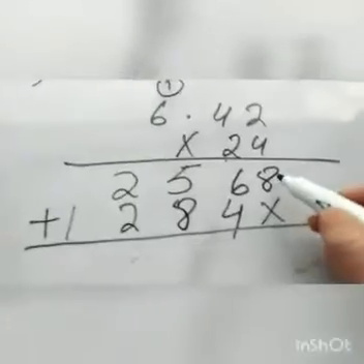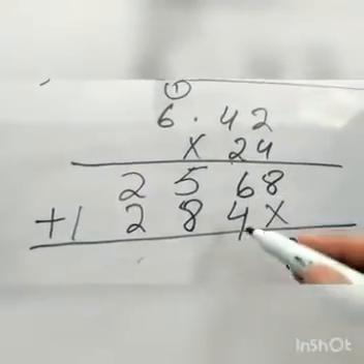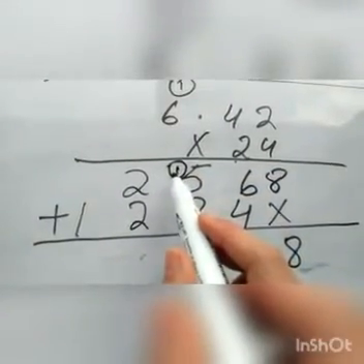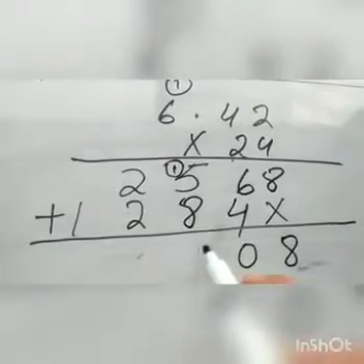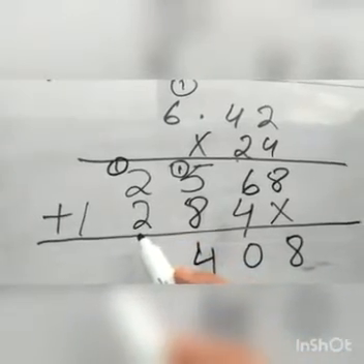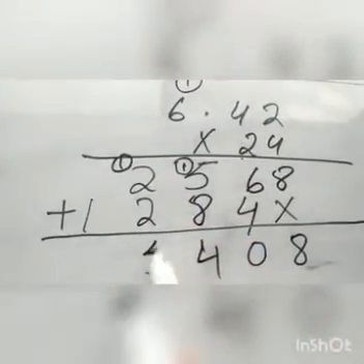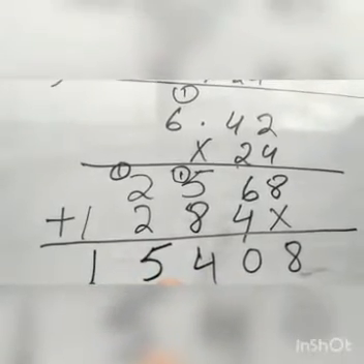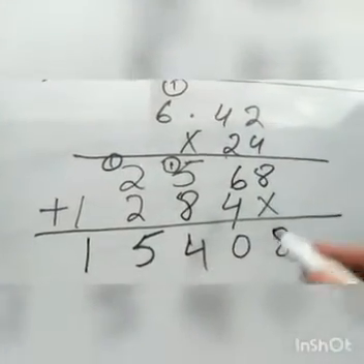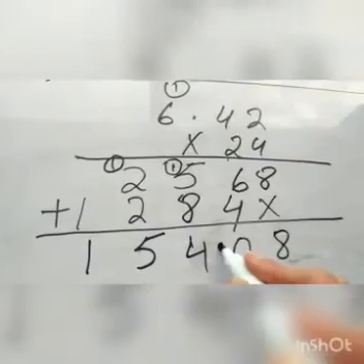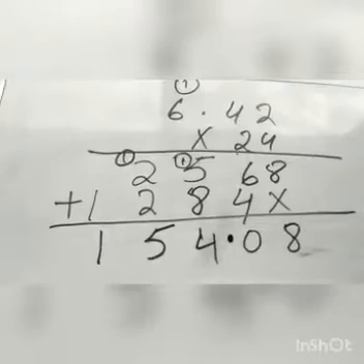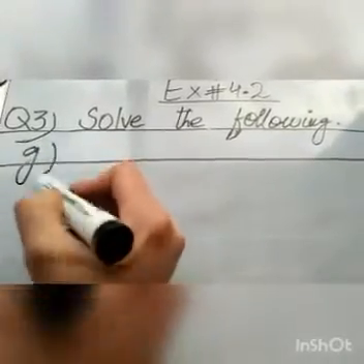Now add together. 8 plus 0 is equal to 8. 6 plus 4 is equal to 10. 1 carry over the next. 5 plus 1 is equal to 6 and 6 plus 8 is equal to 14. 1 carry over the next. 2 plus 2 is equal to 4 and 4 plus 1 is equal to 5 and 1. Now we need to put decimal point 1, 2. 2-digit right or behind the decimal 1, 2. We can put our decimal point. The answer is 154.08. Now part G.